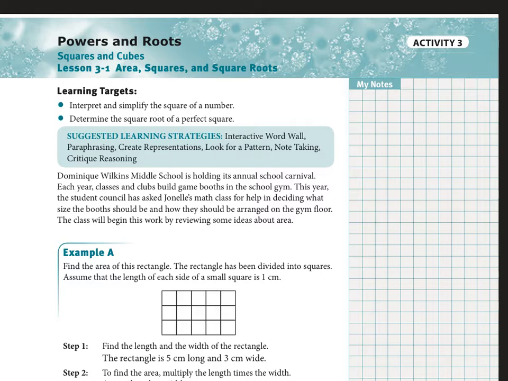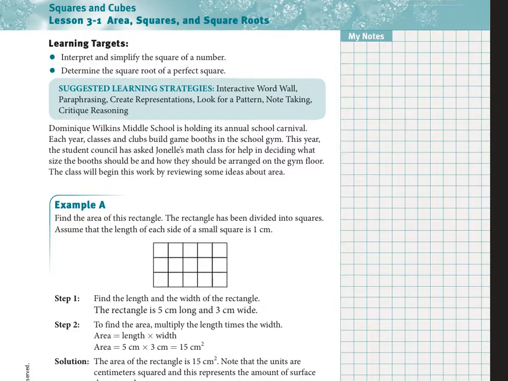Anyways, the school's holding its annual school carnival, right? Each year, classes and clubs build game booths in the school gym. This year, the student council has asked Janelle's math class for help in deciding what size booths should be and how they should be arranged. So the class will begin this work by reviewing some ideas about area. All right, so let's take a look.